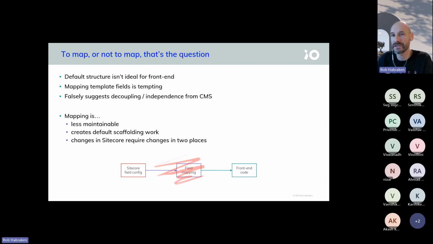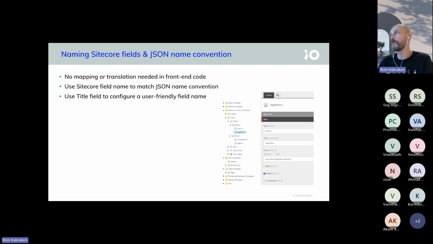You're still relying on Sitecore, so please don't do that and just use the output as you get it from Sitecore. But then sometimes the naming of the fields is not what you want. So for example, you have user-friendly field names in your templates with uppercase words and with spaces in between, and that's not what you want in your JSON. That's not your JSON name convention. So the best way to solve this is actually very, very simple.